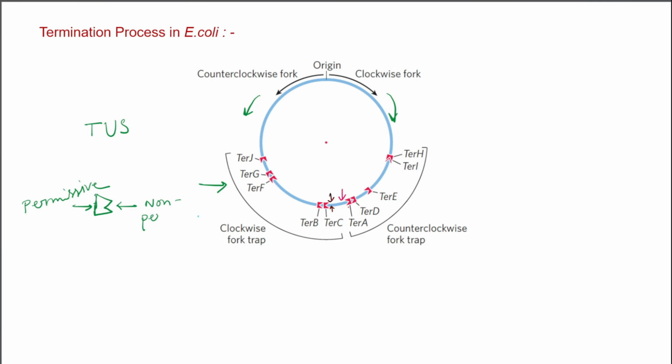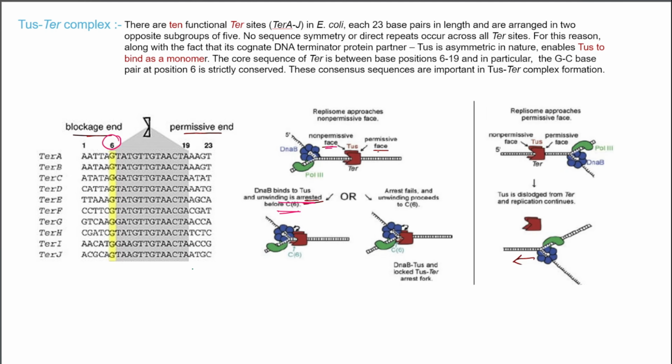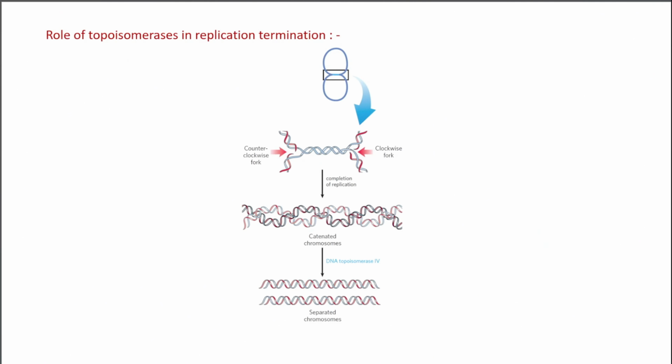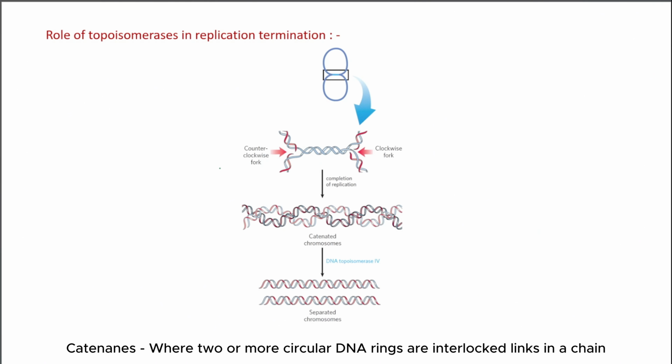When the replication fork encounters the permissive face, the helicase can displace Tus and proceed. This is the permissive face, and the DNA continuously unwinds and synthesis proceeds. When the fork hits the non-permissive face, the separation triggers a locked conformation of the Tus-Ter complex. Helicase cannot unwind further. The completed chromosomes are joined as catenanes, or topologically interlinked circles.